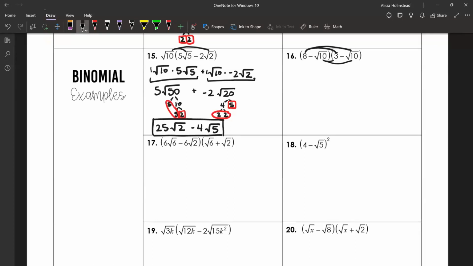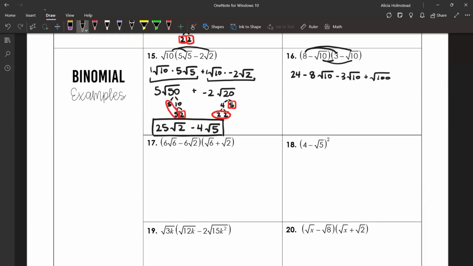So the first one is 8 times 3, which is 24. Then we'll do 8 times negative square root of 10, which will be -8 square root of 10. Then we'll go down to that bottom and do negative square root of 10 times 3, which is going to be -3 square root of 10. Remember, you can only do insides with insides and outsides with outsides. So you got to be careful on those. And then finally, we've got negative square root of 10 times a negative square root of 10, which is going to give us positive square root of 100.